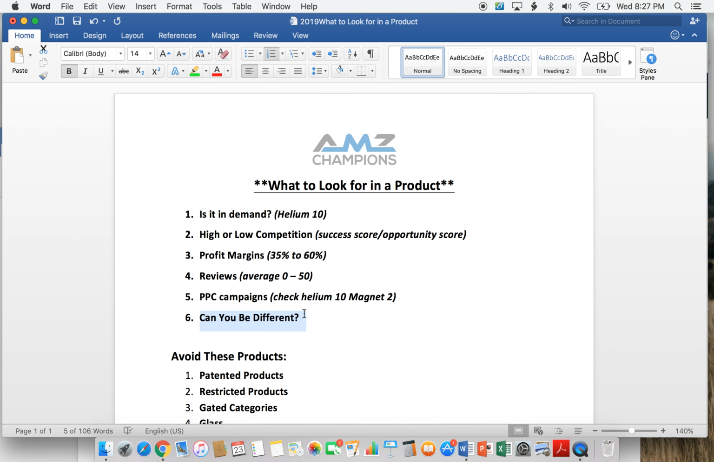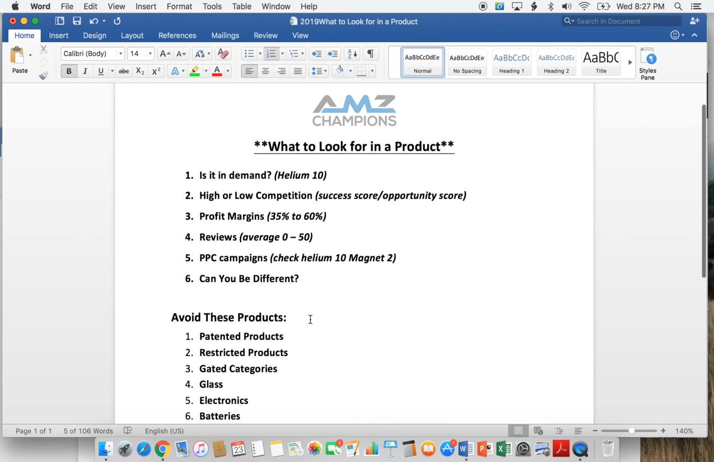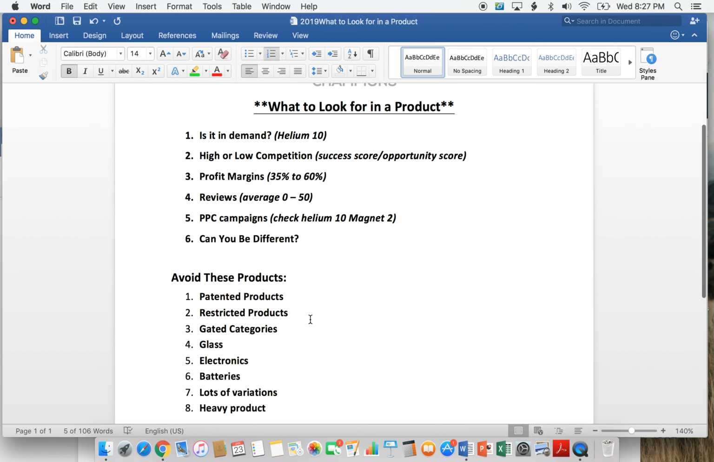And I always tell everyone, if you did what you always did, you get what you always got. So you need to get creative and you need to do something different. So those are the 6 most important things on what we're looking for in a product. And again, we need to make sure that each of these can be checked off of our list, okay? So now let's go to what products we need to avoid.